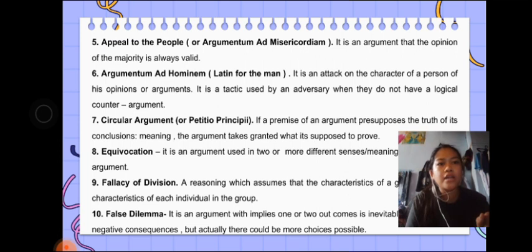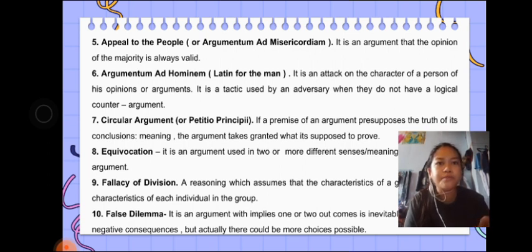Then, number 6, argumentum ad hominem, Latin for "to the man." So, it is an attack on the character of a person instead of his opinions or arguments. It is a tactic used by an adversary when they do not have a logical counter argument. So example number 1: don't listen to Peter's assertions on instruction, he is a simpleton. Example number 2: you can't believe that presidential candidate is going to lower taxes, he's a liar.